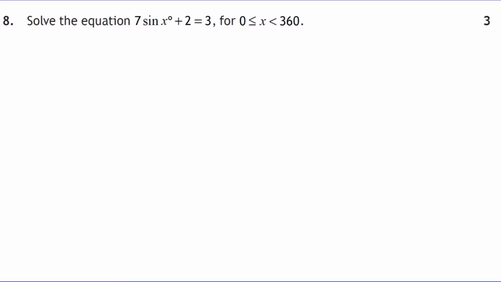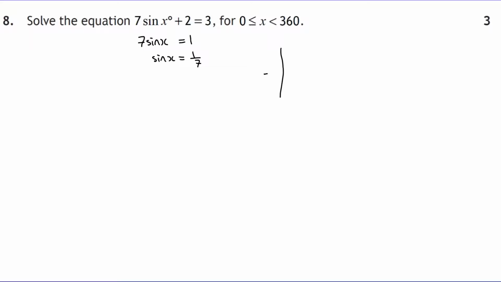Okay, question 8. Solve the trig equation. So we've got 7 sine x plus 2 equals 3. First thing we want to do is try and get the sine x term on its own. So I'm going to take away 2 from both sides. Get 7 sine x equals 1, divide by 7, and we get sine x equals 1 over 7.